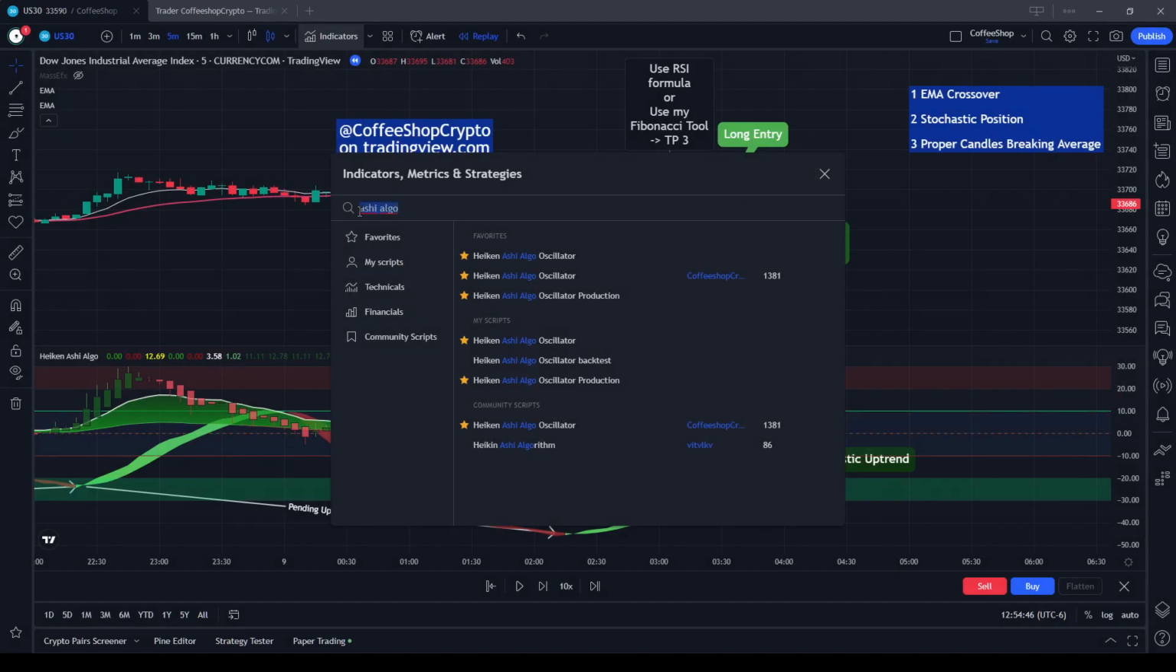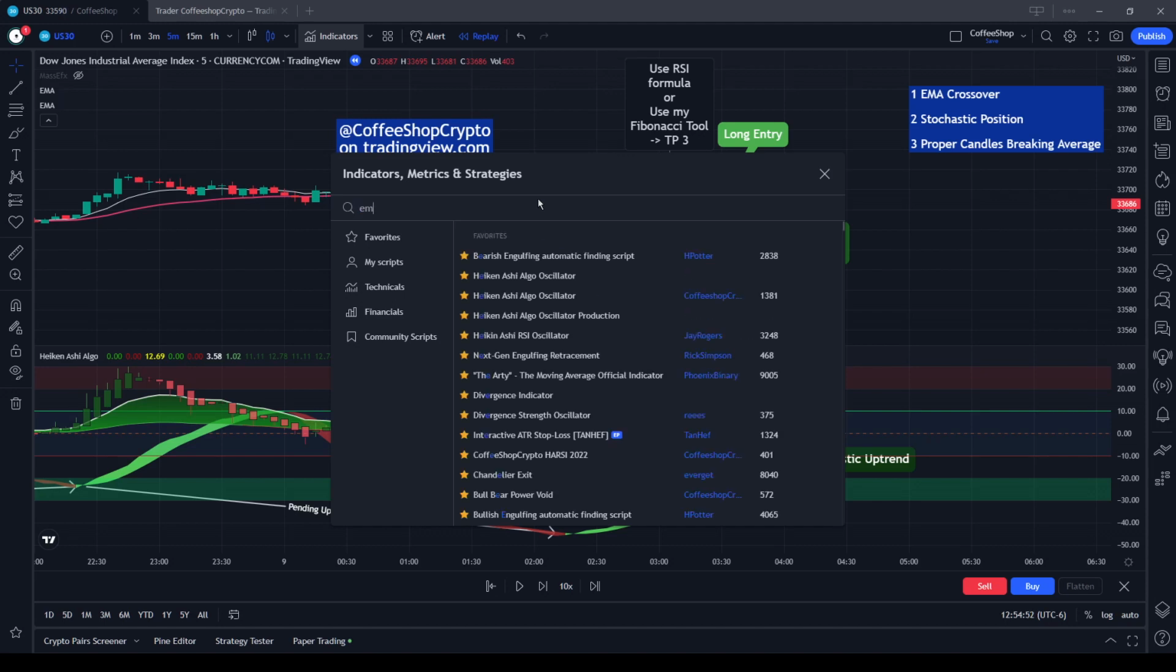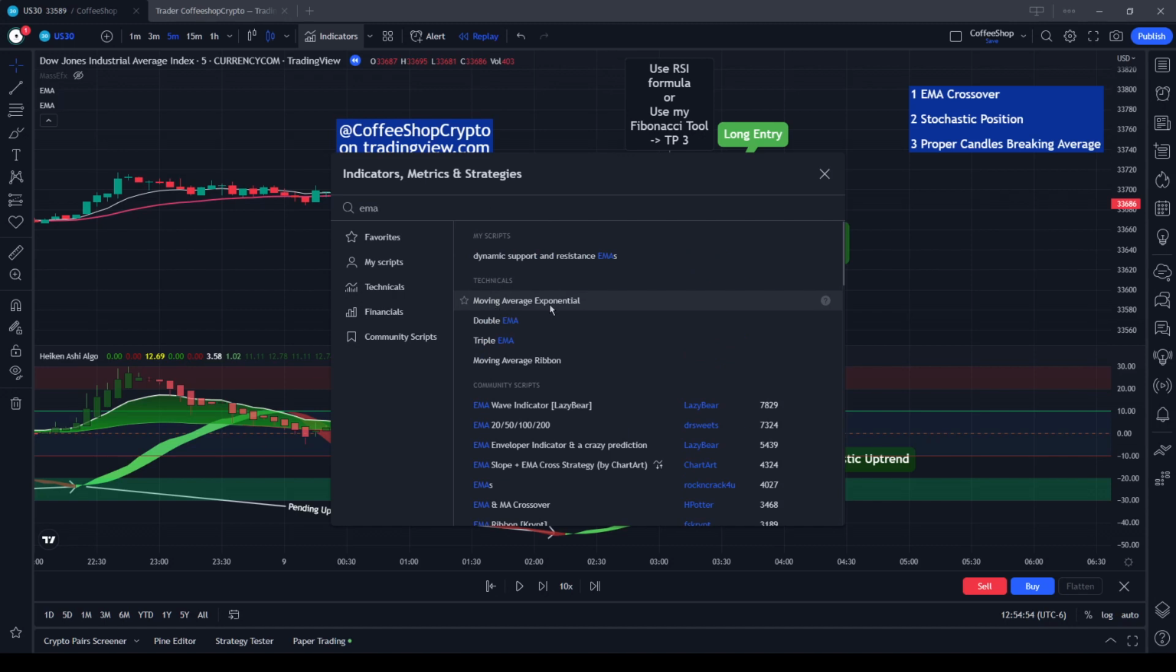So you've got the Heiken Ashi Algo on your chart. Also, what I want you to do is type in EMA, Moving Average Exponential. Add it 2 times.